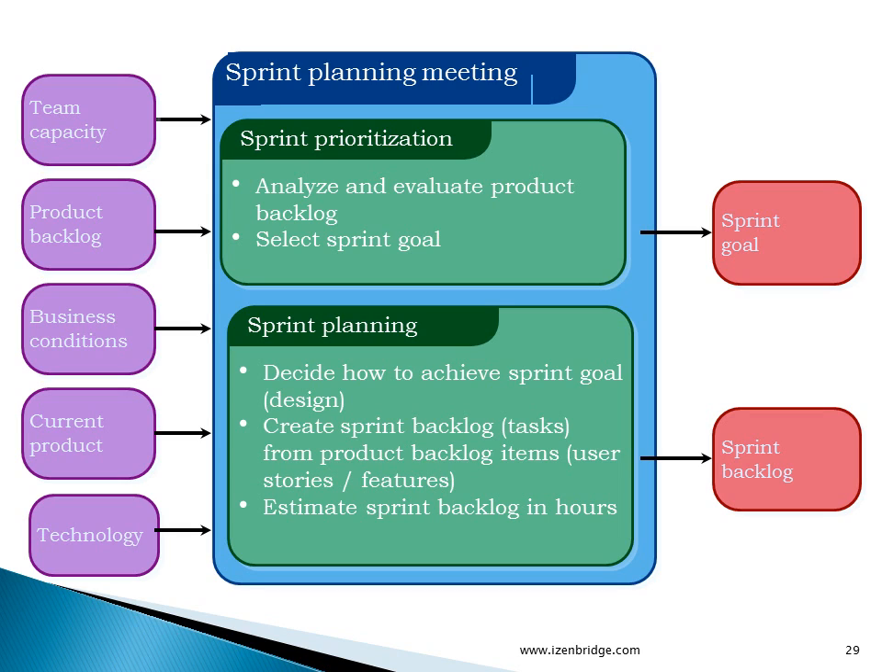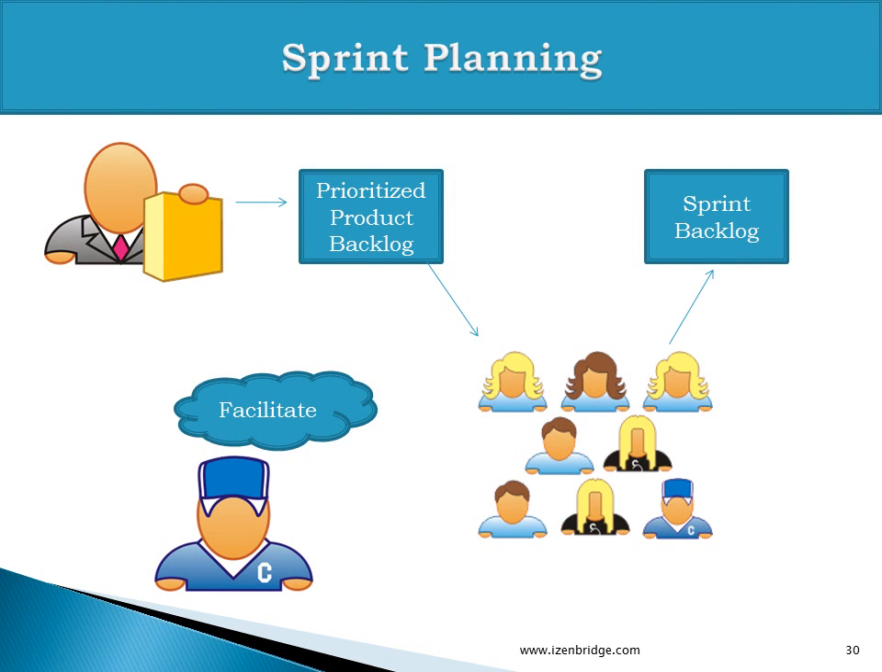We will talk about estimation at length in our estimation lesson, but as of now we can just get an idea that in a sprint planning meeting we create a sprint backlog. Now this is like a sequence. The product owner is responsible for providing a prioritized product backlog to the team. The team is responsible for creating a sprint backlog, and the Scrum Master facilitates this interaction.